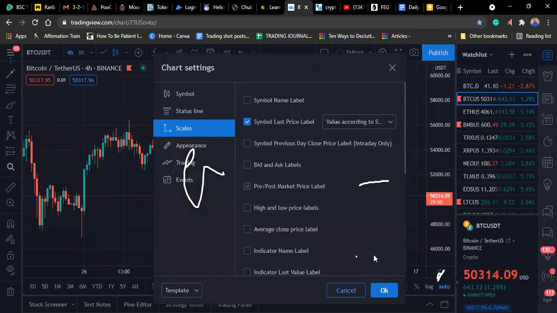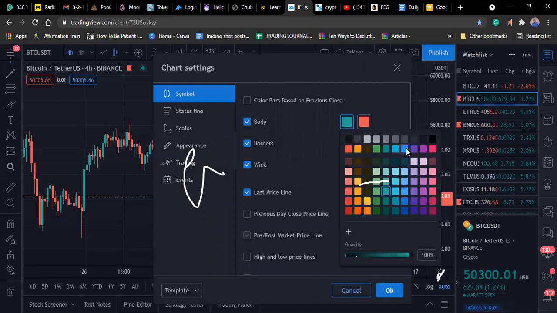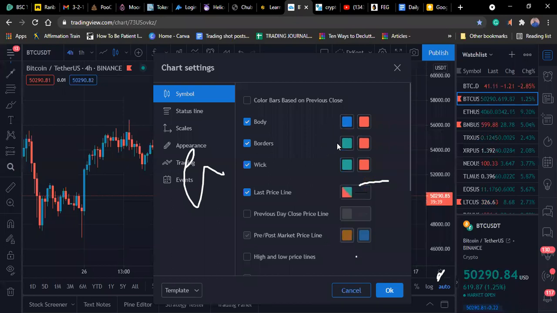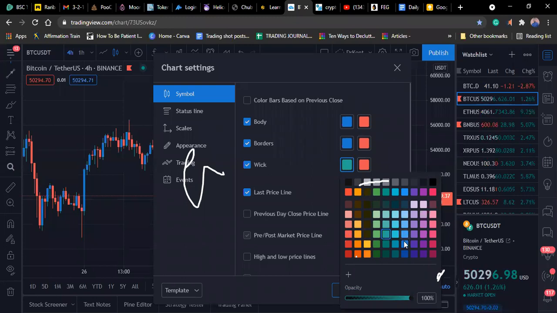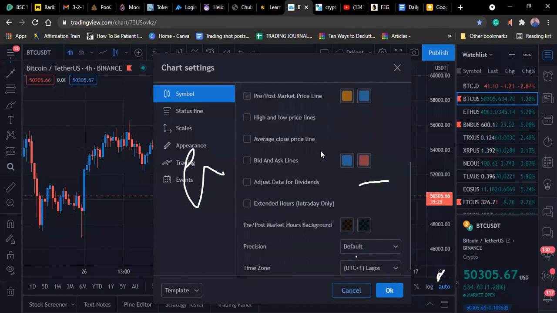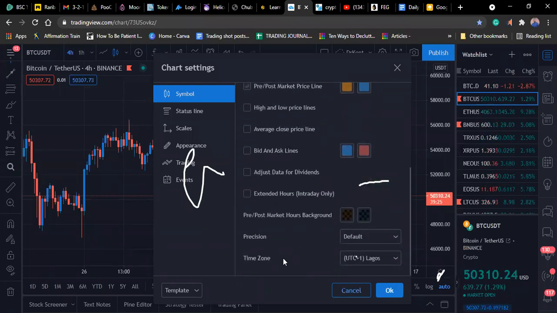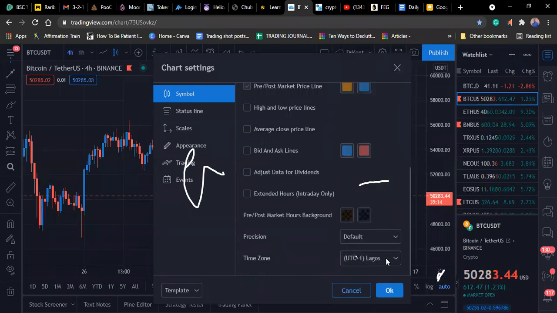You can come to symbols, change the different colors. I usually prefer to use blue throughout. I change all this to blue. I usually prefer blue and red. So that is done. Then I set my time to Lagos, to West African time, Lagos UTC +1. You can choose that from here. If you're in the US, if you're in Canada, you can change your time to the zone where you want.